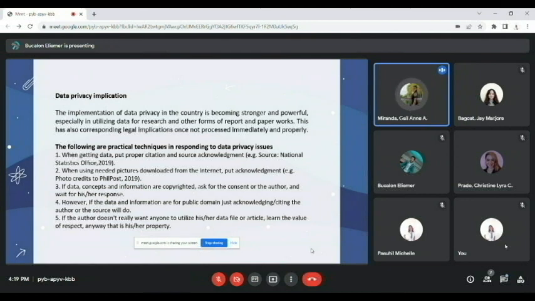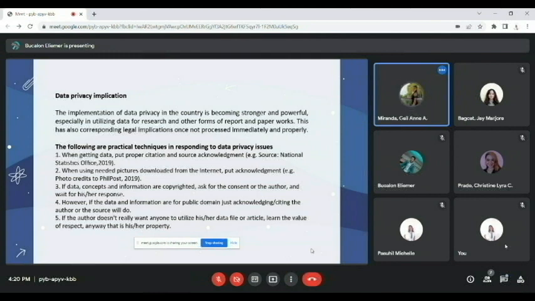Data privacy implications. The implementation of data privacy in the country is becoming stronger and powerful, especially in utilizing data for research and other forms of report and paper works. This has also corresponding legal implications once not processed immediately and properly. It involves uploading of pictures, designs, graphics, concepts or ideas, frameworks, artwork, data, and other information that are copyrighted without the consent of the author or the source.